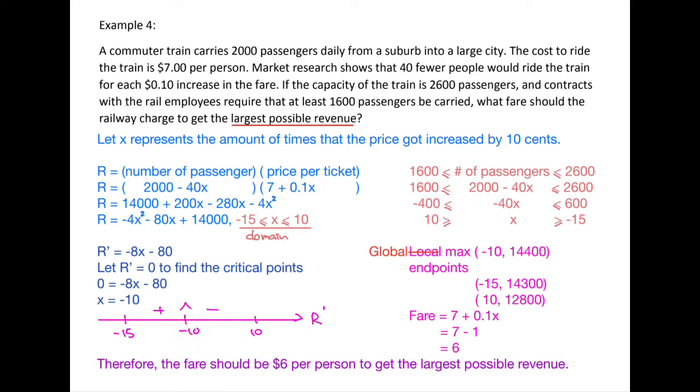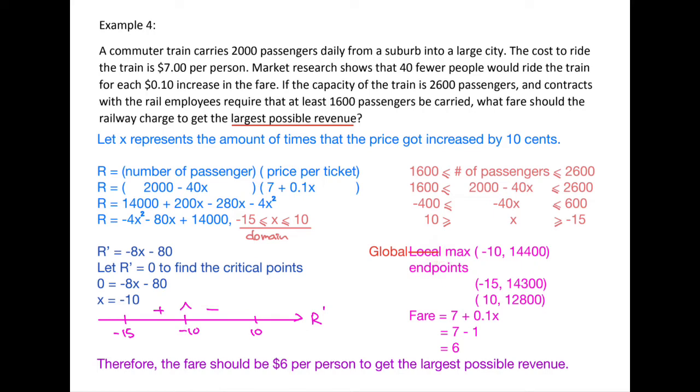After we have the local maximum at x equals -10, that's checked with the endpoints, which are x equals -15 and x equals 10. Substitute those x values into the revenue equation to find the revenue, and that's how we came up with those three different revenue values. You will see which is the highest number: 14400 is the maximum revenue. So this becomes our absolute maximum, and that will be our answer.